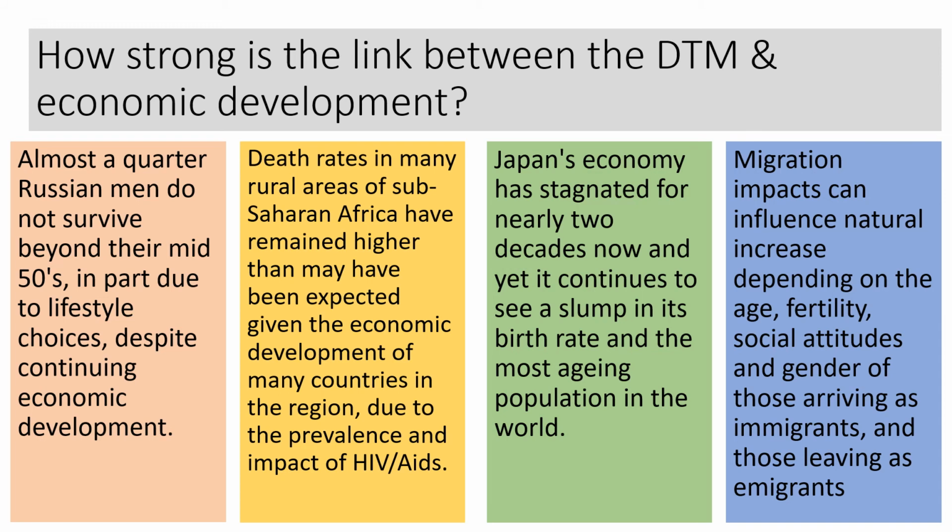So what you need to remember is the model is just a model. It suggests all countries pass through the 5 stages, and that as they do, their economies grow, and that they see changes with their birth and death rates. And for the most part, it is true. However, when we talk about the link between DTM and economic development, we have to have caution. We have to say, well, actually, there are some examples where these places do not fit the pattern because of other factors.